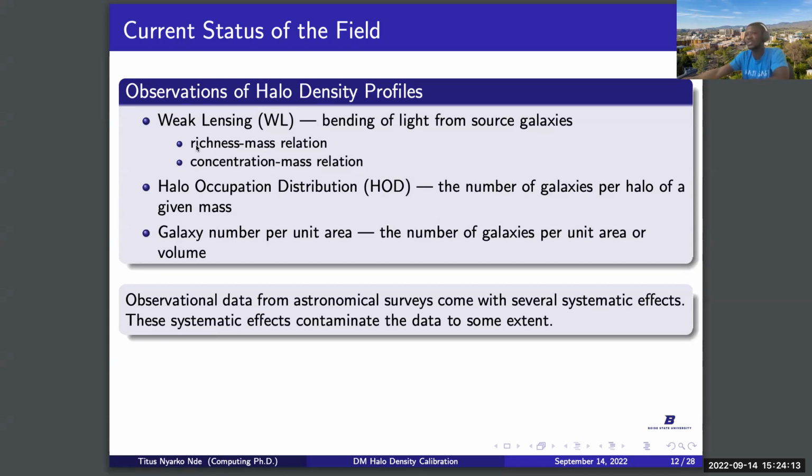And by weak lensing, we are able to calculate the richness mass relation, and then there's also the concentration mass relation, which I will not be going into much detail. And then we can also use the halo occupation distribution, which I mentioned earlier. One of the papers used this, and it's basically the number of galaxies per halo of a given mass. And we can use this technique to calibrate density profiles as well. We also have the galaxy number density, which is basically calculating the number of galaxies per unit area, or if you're considering the 3D density, then per unit volume.